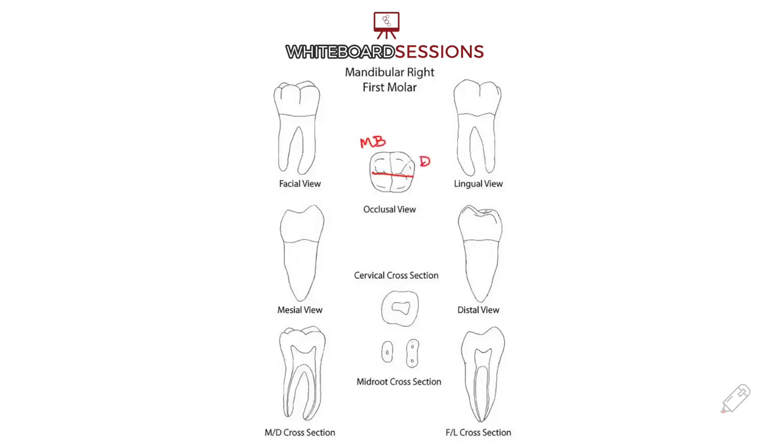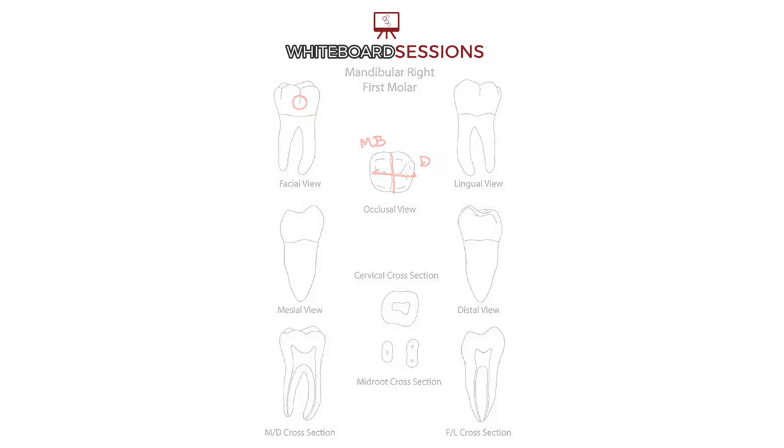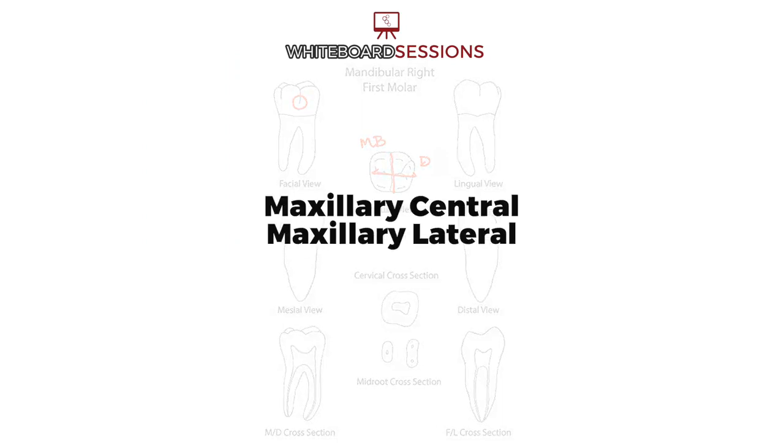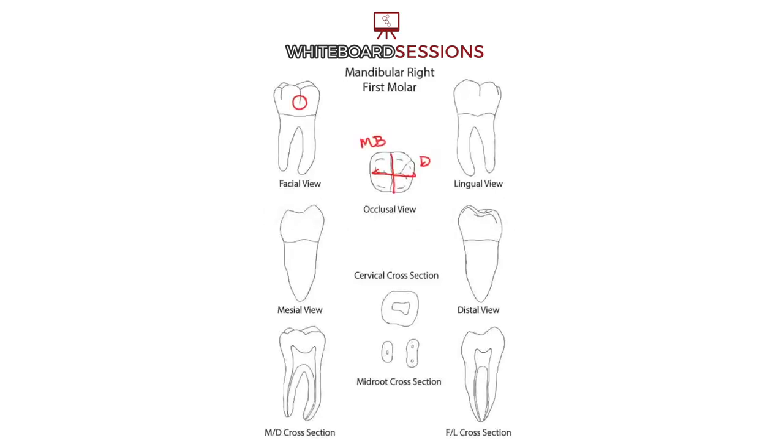Note on the facial view, this tooth frequently has a buccal pit, and it's likely for caries to form there. The mesial-distal dimension of this tooth is greater than its facial lingual dimension. Do you remember 2 other teeth we talked about that have the same characteristic? Good job, guys. The maxillary central and lateral both are wider in the mesial-distal dimension than they are in the facial lingual dimension. This tooth has 2 large, clearly distinct roots.